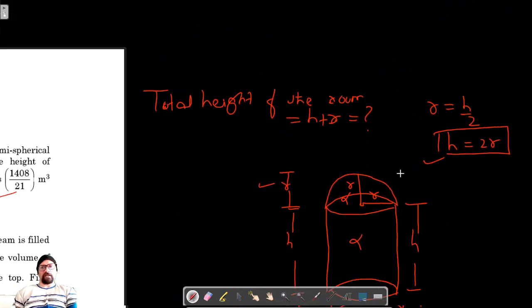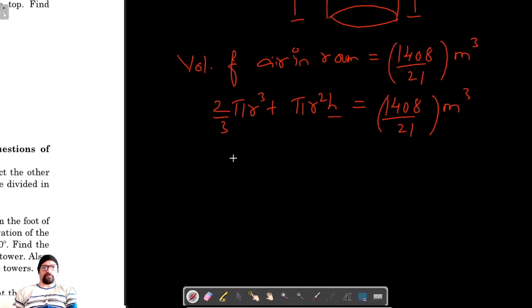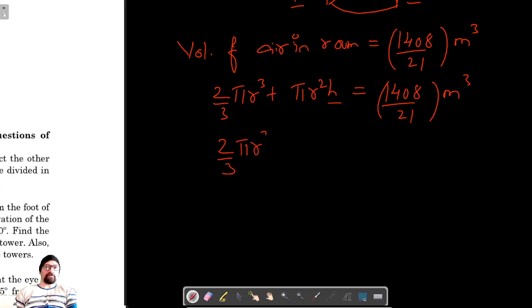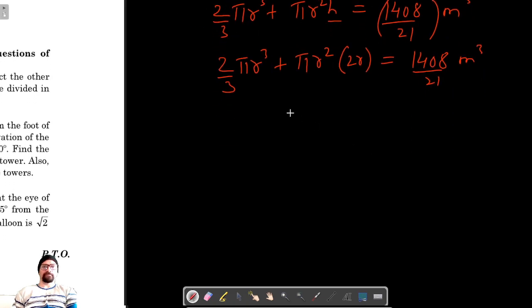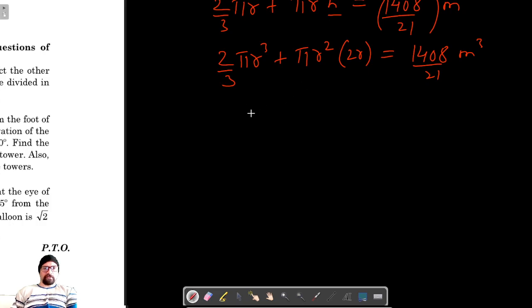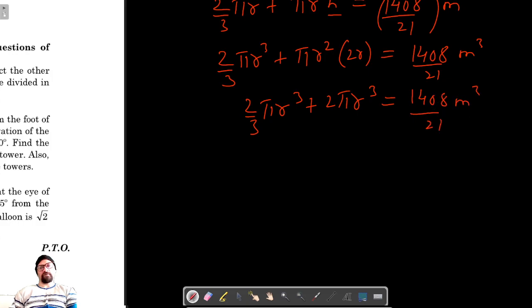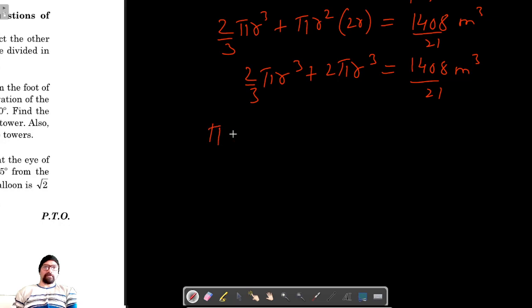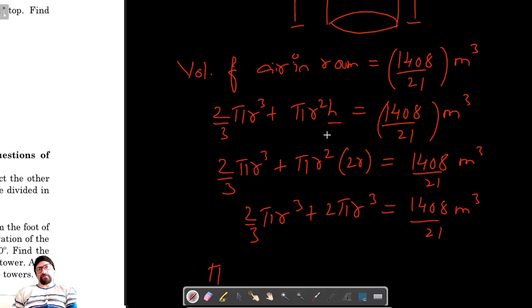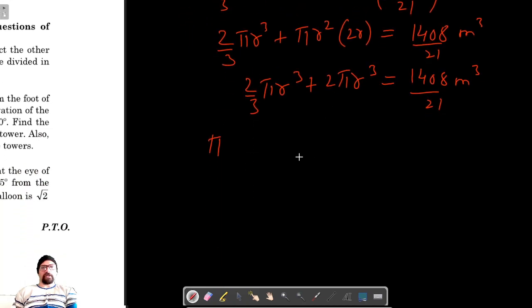Okay, now it's given that height is equal to 2r. So height is equal to 2r. We can write here 2 by 3 pi r cube plus pi r square into 2r, which is equal to 1408 by 21 meter cube. Okay, so this is now 2 by 3 pi r cube, and this is 2 pi r cube, which is equal to 1408 by 21 meter cube.